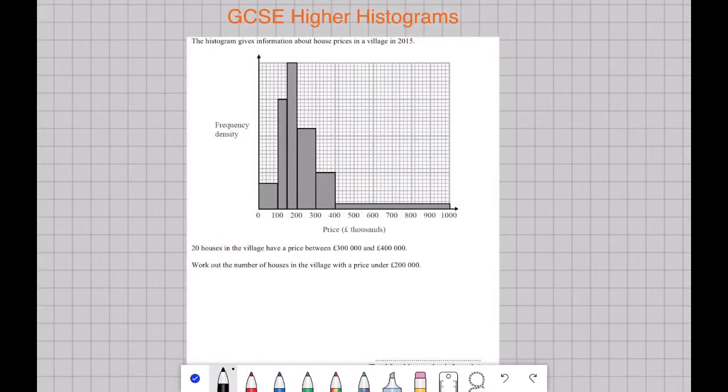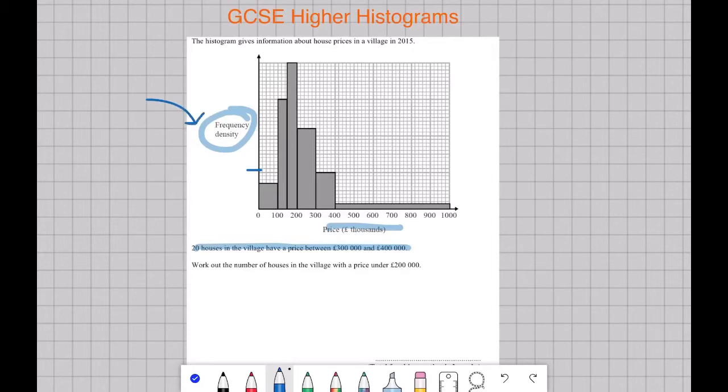So this question is about histograms. So if we start from the question, the histogram gives information about house prices in a village in 2015. It's got the x-axis labelled as price in thousands, and the y-axis is labelled as frequency density, but there's no scale given. 20 houses in the village have a price between 300,000 and 400,000. Well, that's going to help us to work out the scale on the y-axis. Work out the number of houses in the village with a price under 200,000.